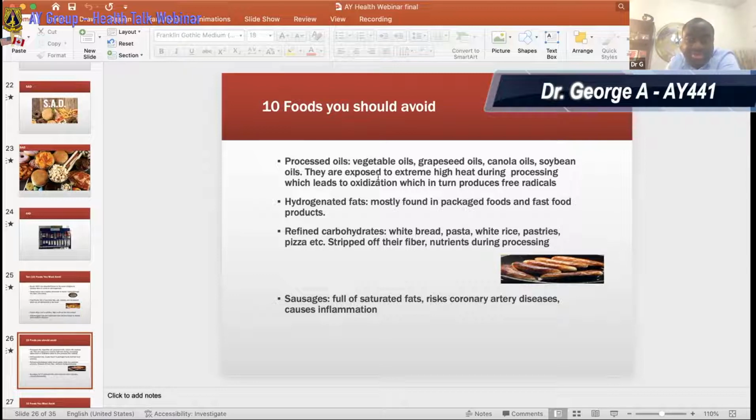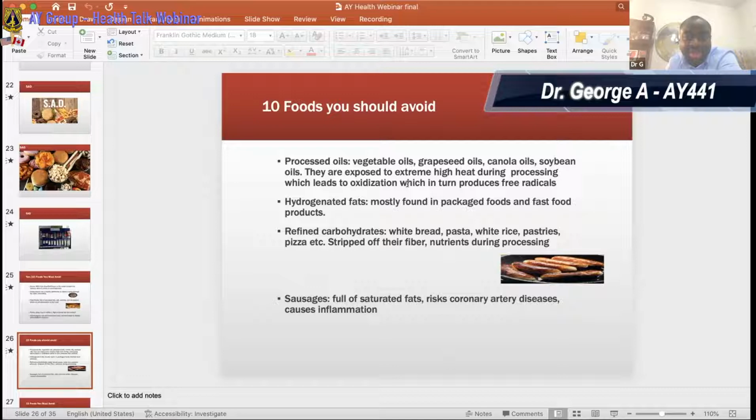It's got no nutritional value. Grapeseed oil, they put grapeseed there, like oh, it's fruits and the oil, but the process that it goes through makes it terrible oil to eat. Canola oil, soybean oil, they're all just terrible.